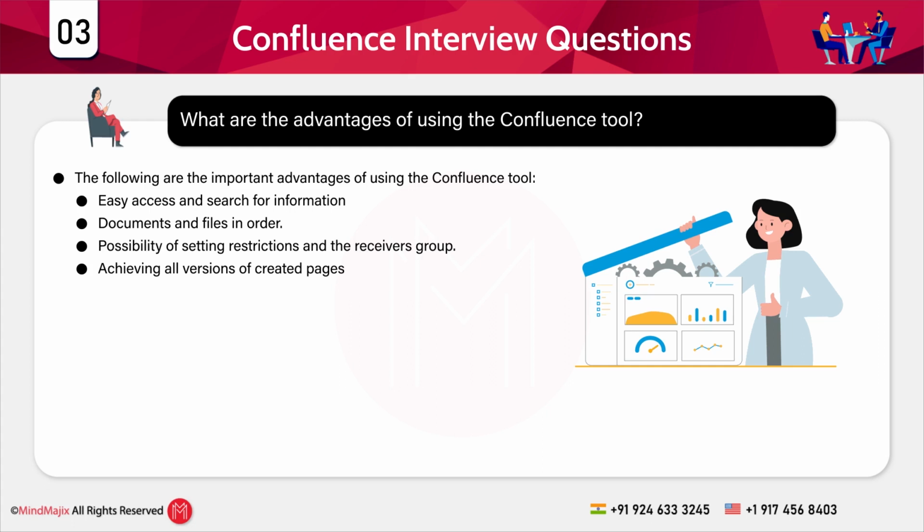Archiving all versions of created pages. So what we can do is archive all the pages which we have created here in Confluence. If you talk about Word and Excel, we cannot archive, but we can delete or edit them. So that also saves space. Once it is archived, it is not present in the environment. So that also saves a lot.